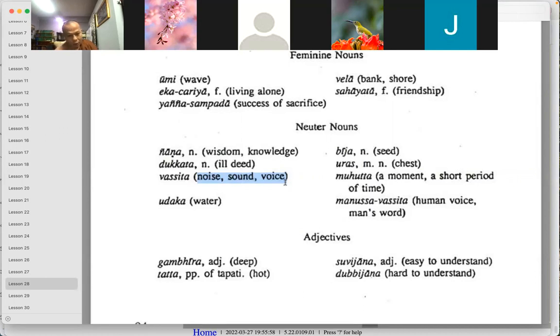And then udaka, water, and bija, seed. Bija, seed. Urassa, already under the manas group. Uras, chest. Muhutta means a moment or short period of time, maybe a second. And manussa vassita: human voice or man's noise. Maybe noise or human. Manussa vassita. Okay.